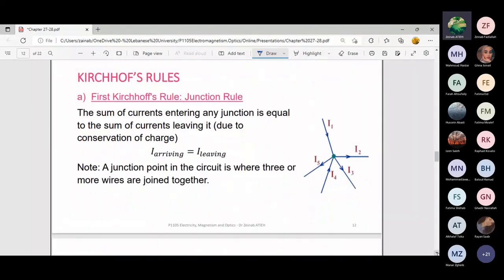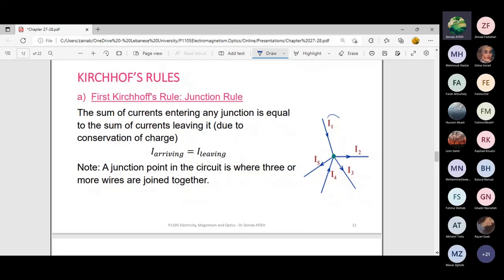What does Kirchhoff's first rule say? It's the junction rule, or first Kirchhoff's rule. You all know it as the law of addition of currents. You know it in this form. But according to Kirchhoff, it says that if we have multiple currents at a node, or at a junction, then the sum of the currents arriving to the junction is equal to the sum of the currents leaving the junction.